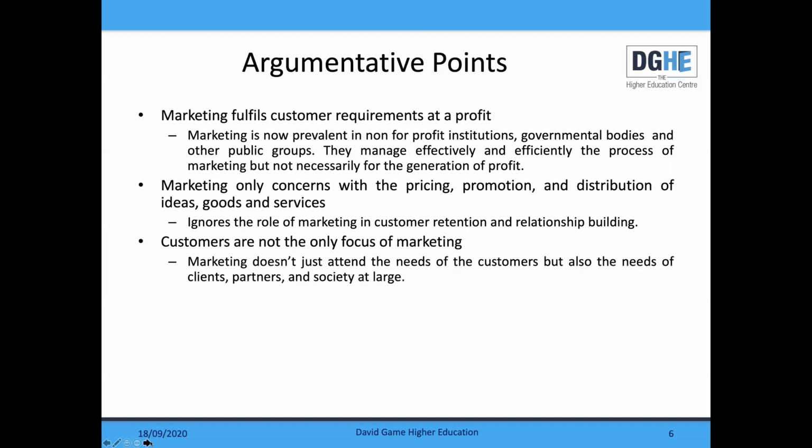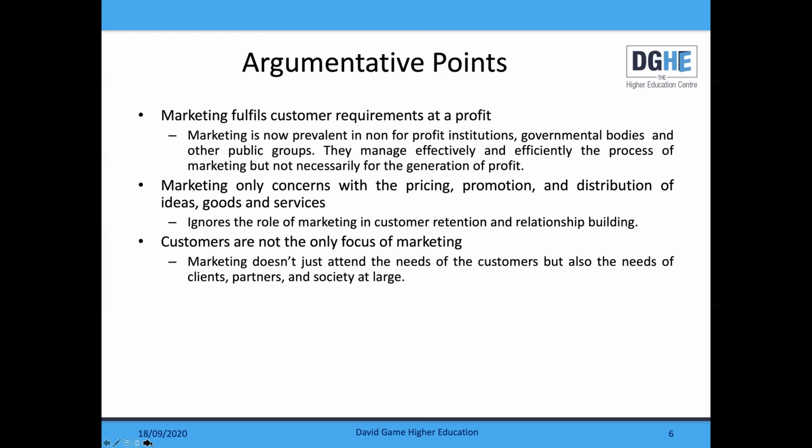Customers are not the only focus of marketing. Apart from the American Marketing Association definition, which was very recently revamped, you see the other definitions and they all talk about customer, customer, customer, customer. Today, marketing doesn't just look at customers, it looks at customers and consumers and clients and partners, but in particular, and this is something we're going to talk about in a minute, society at large. It has a much broader focus than just the people that are buying your product.